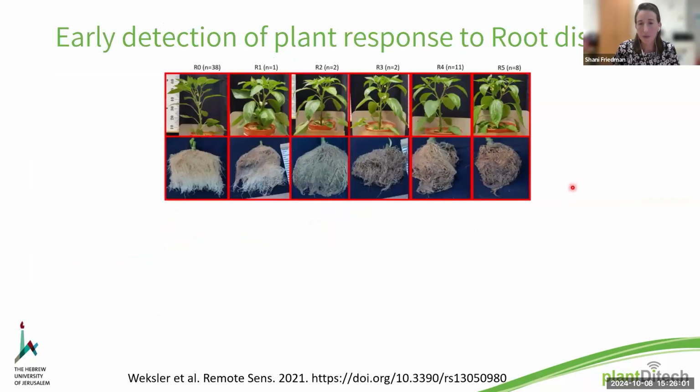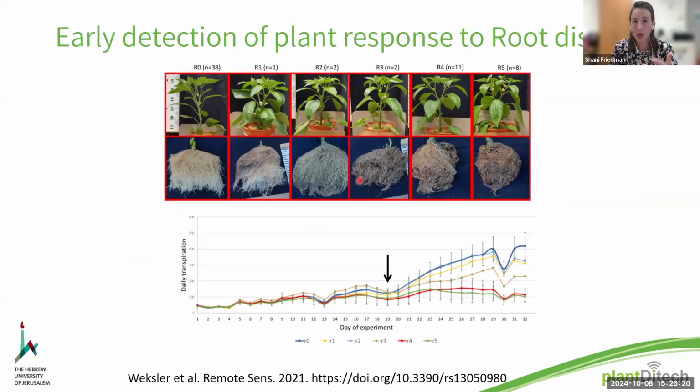The last use case I will present is Wexler's work. He had an experiment with peppers that had some kind of root rot. By the end of the experiment, the shoots looked quite similar. However, the roots showed varying degrees of rot. So they classified the plants into groups of root severity.